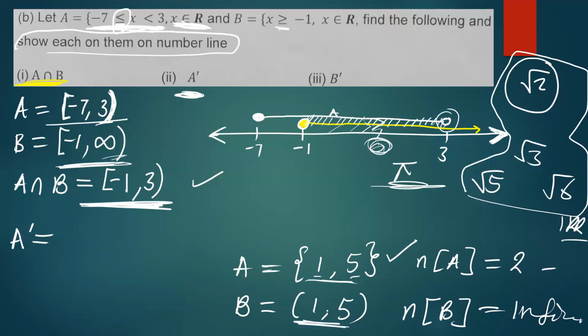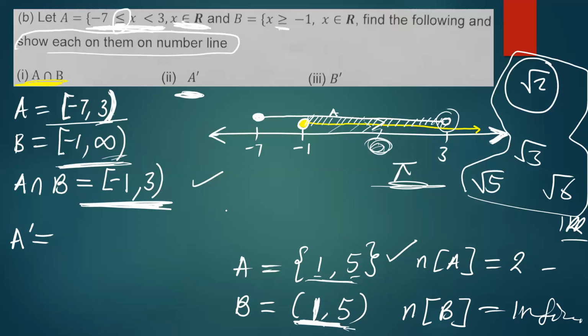Why do I say so? It's practically impossible for you to count the real numbers that are between 1 and 5. Between 1 and 5, we have numbers like 1.1, we have numbers like 1.00001, we have numbers like 1.00000000, you write zeros and write a 1 at the end. You also have 4.00000501112. So it's practically impossible to count them. When you talk about intervals, we're talking about sets that have infinitely many numbers in them.